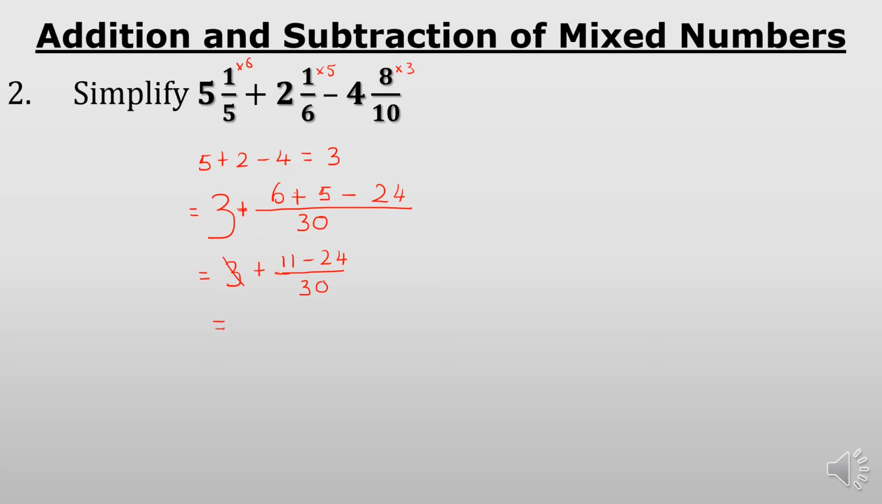So when I borrow from 3, I'll be left with 2. And that 1 I borrowed, remember, it is no longer 1. It is now a whole, which will change to my denominator, which is 30. So that 1 will change to 30 plus 11, then minus 24 over 30. So now 30 plus 11 is what? 41. Okay, and 41 minus 24.